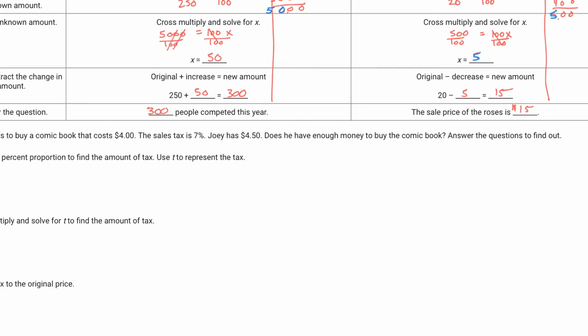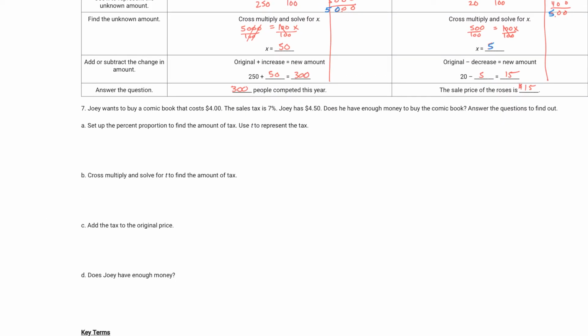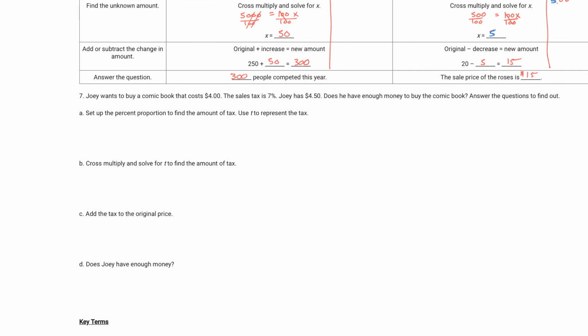So there you go. And in this one here, Joey wants to buy a comic book that costs $4. The sales tax is 7%. Joey has $4.50. Does he have enough money to buy the comic book? Sales tax, you have to add that. So you have to take 7% of that and then add it. So let's take 7%.